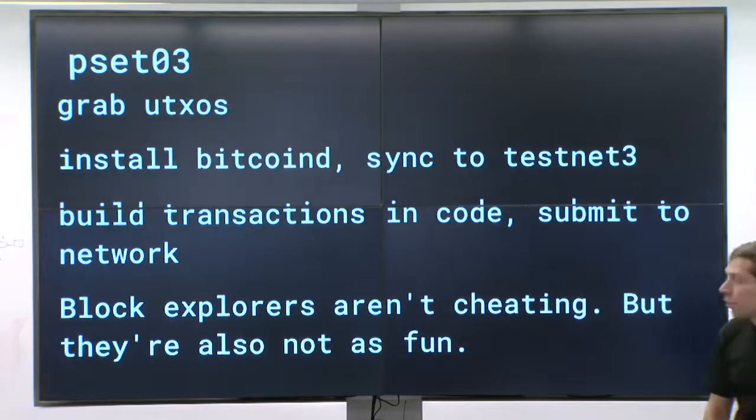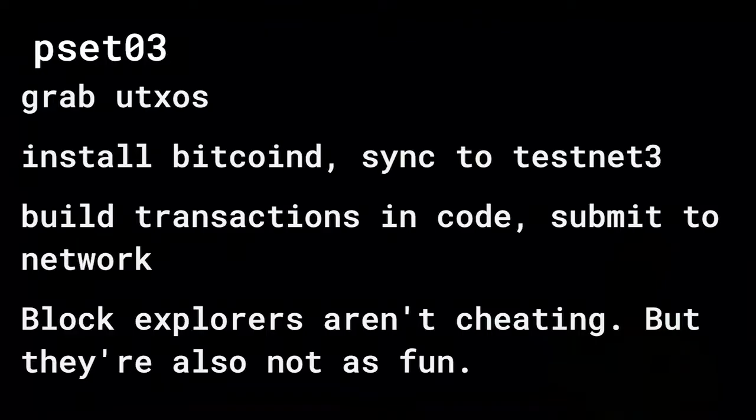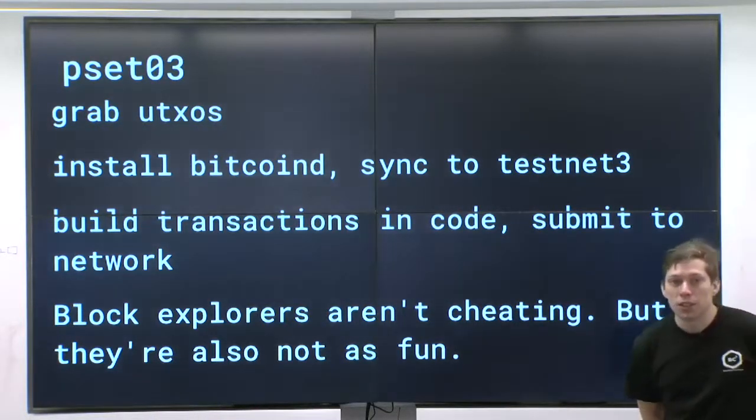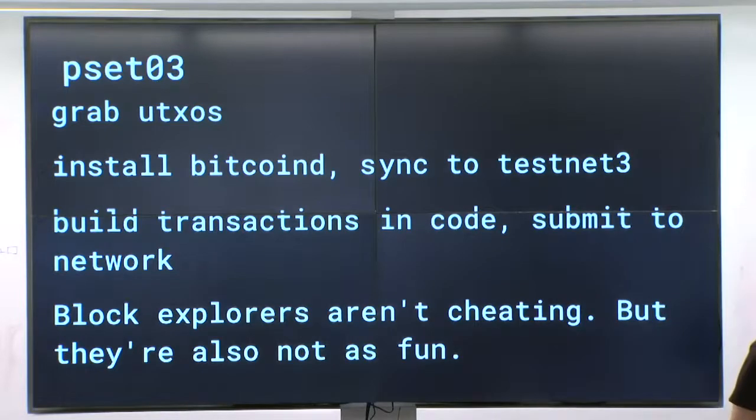Okay, so problem set 3 is to grab UTXOs. Hopefully it's fun. You're going to be making transactions on the real Bitcoin test network. One of the parts that hopefully is not too hard is to download and install bitcoind. I put a link. The current most up-to-date version is 0.16.0.